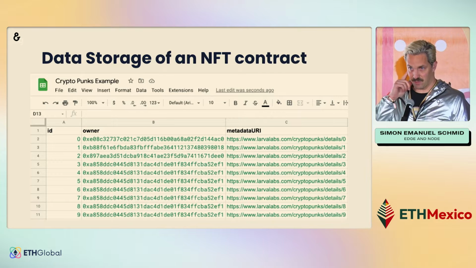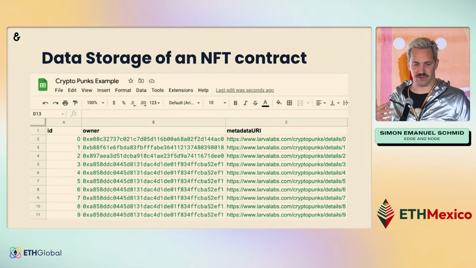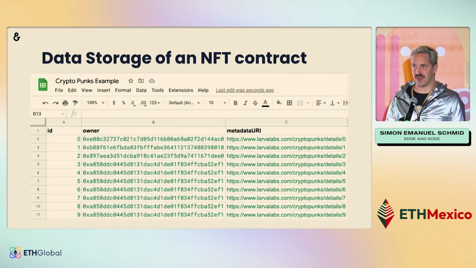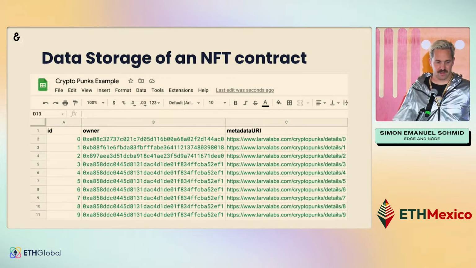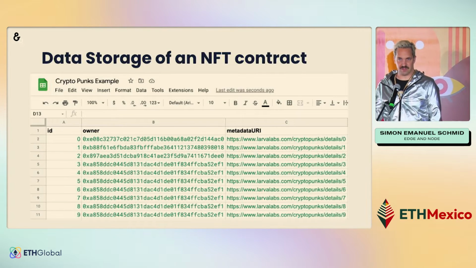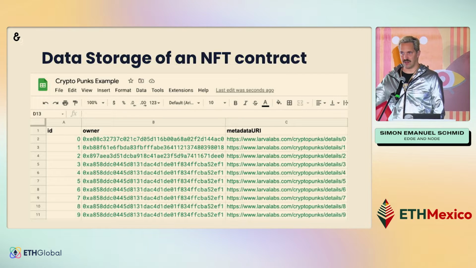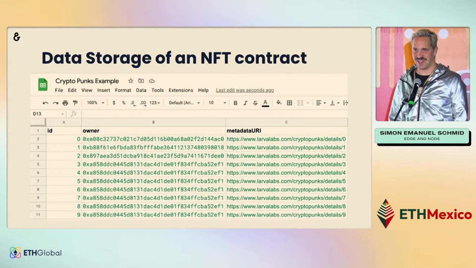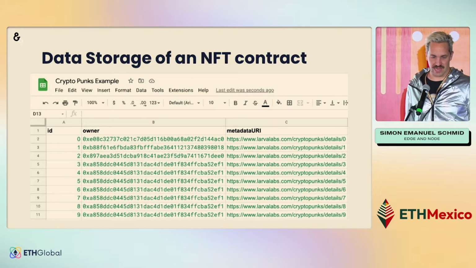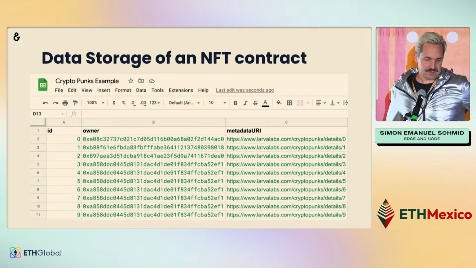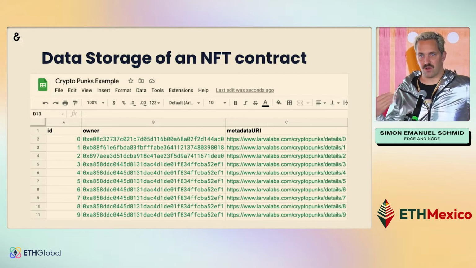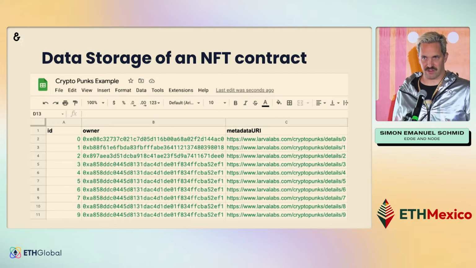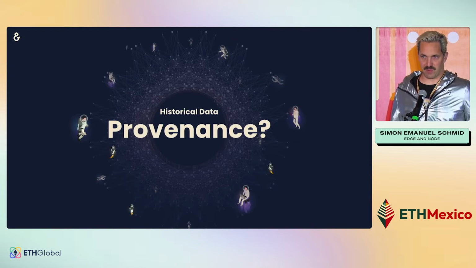So let's look at an example. If you look at the standard NFT smart contract, this is the data: a list with token IDs, owners, and then some random metadata or URIs, if you're lucky not on Google Cloud. That's the state. You can always query the smart contract for who owns which token. But by just looking at the state of the smart contract, you don't know who owned it before. That's a problem, especially for NFTs.